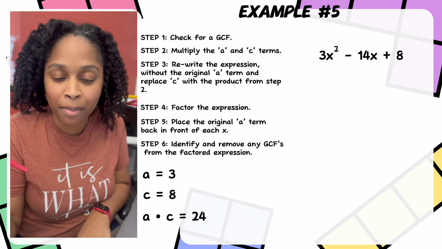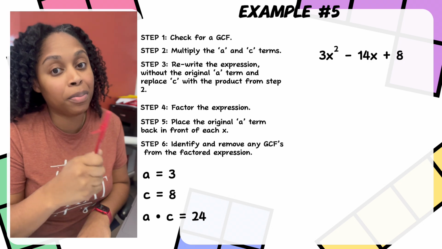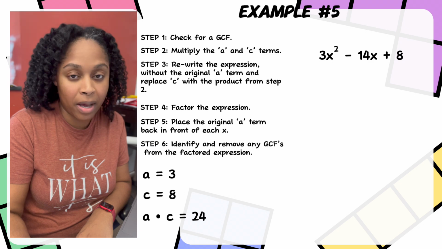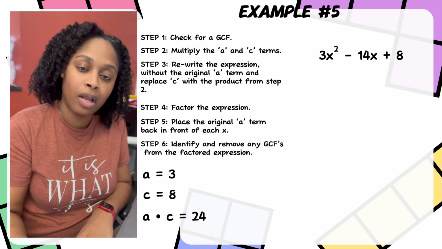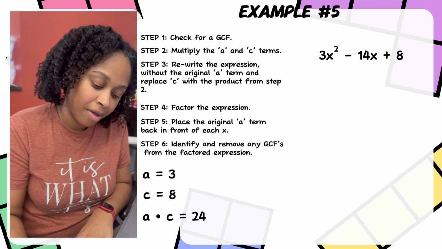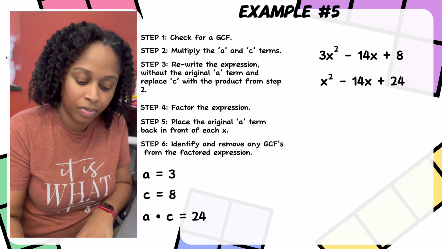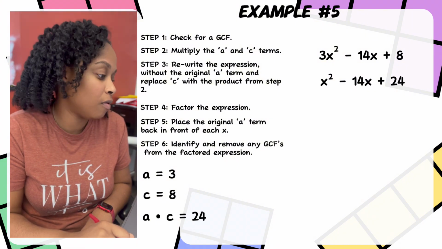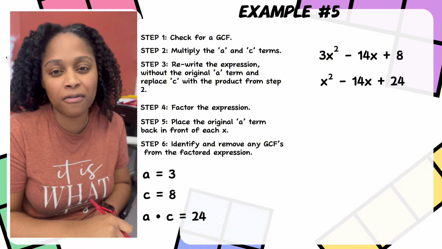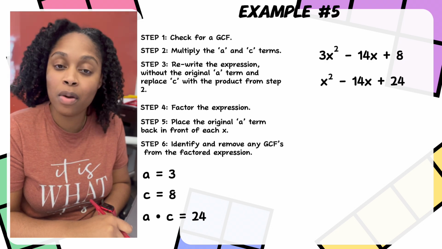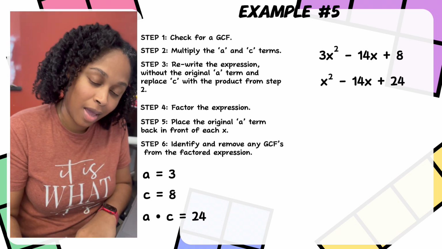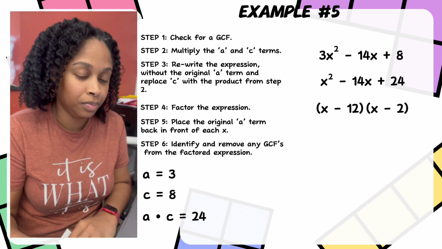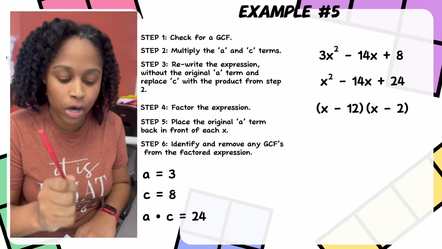Okay, step 3, I'm rewriting my expression, getting rid of the a term and replacing the c term. All right, so instead of having 3x squared minus 14x plus 8, I'm getting rid of the a term, and I have x squared minus 14x. And then instead of writing 8, I write 24. All right, and then step 4, we want to factor like normal. So we're looking for two numbers that multiply to 24, and that would add to negative 14. Okay, and your answer is going to be x minus 12, x minus 2. Remember, do not stop here. We still have more to go.